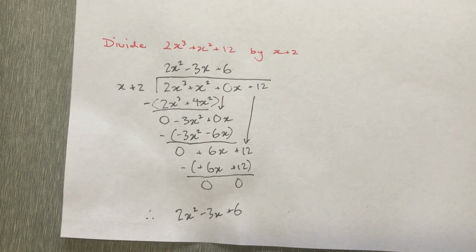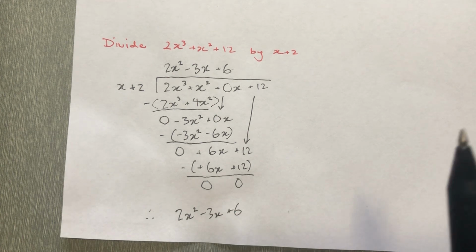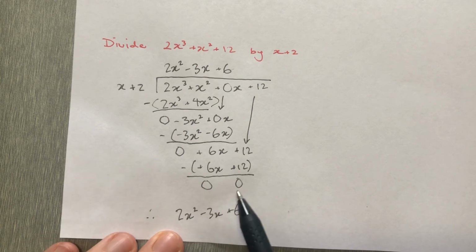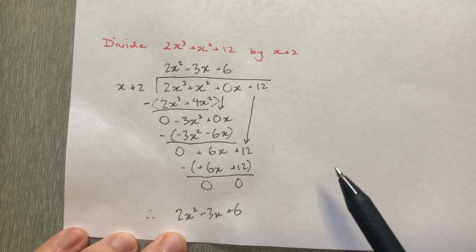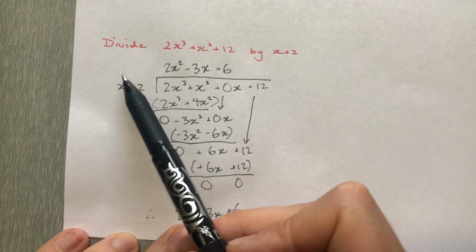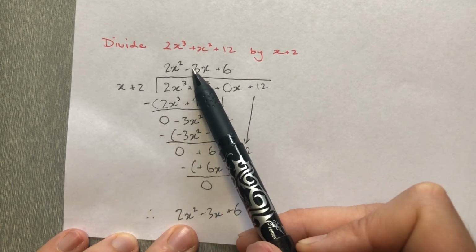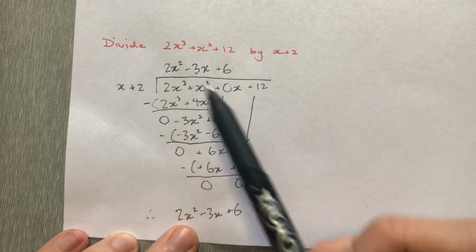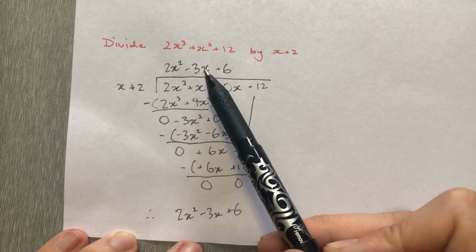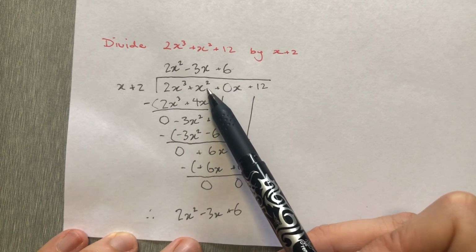Now there's something important that you need to recognize, and we're going to talk about it in the next few lessons as well. If the remainder is 0, I'm going to write this down, if the remainder is 0, the divisor is a factor of the polynomial we're dividing. So because the remainder is 0, this is a factor of that.